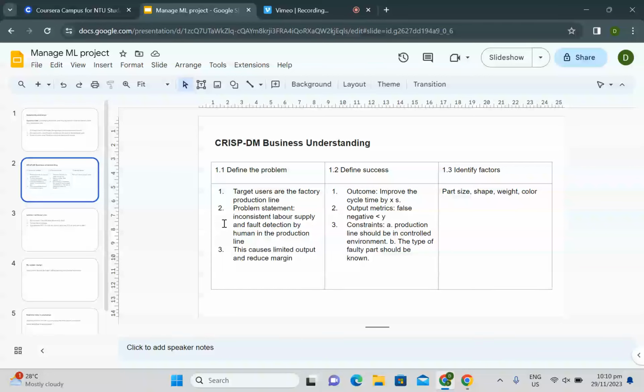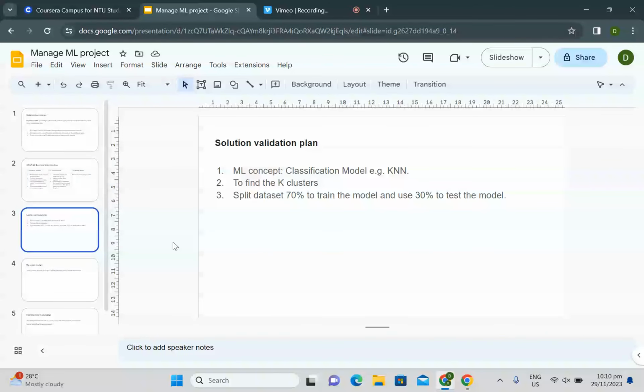And the important factors for this model are the part, especially the faulty part, its size, and also the shape or weight, or even color. And when we talk about the validation plan, first of all, the machine learning concept we can leverage is a classification model, for example, KNN.